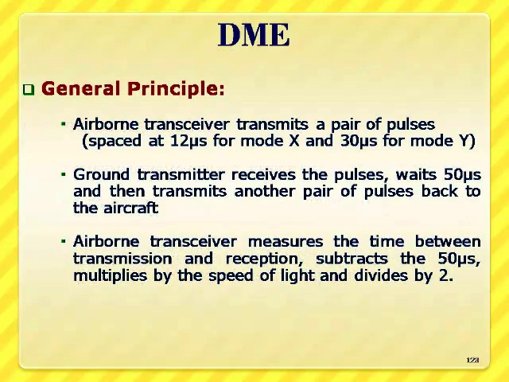The general principle is, the airborne transceiver transmits a pair of pulses spaced at 12 microseconds for mode X and 30 microseconds for mode Y. The ground transmitter receives these pulses, waits 50 microseconds and then transmits another pair of pulses back to the aircraft. The airborne transceiver measures the time between the transmission and reception, subtracts the 50 microseconds delay at the ground station, multiplies by the speed of light and divides by 2 to get the range information.